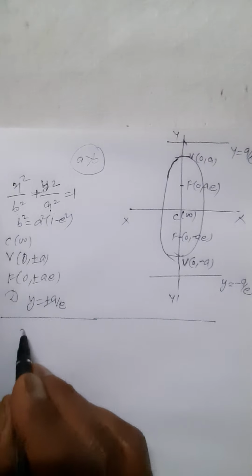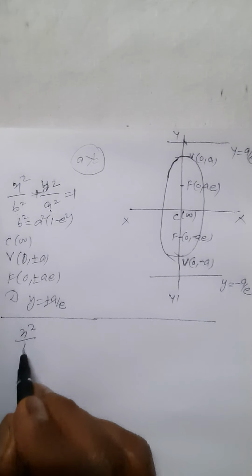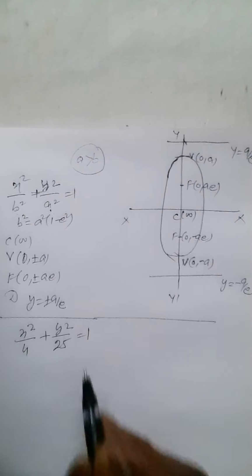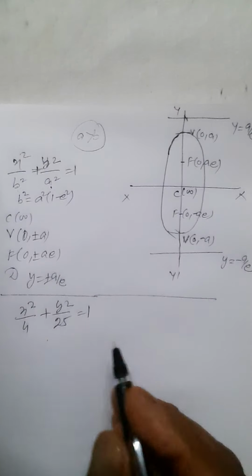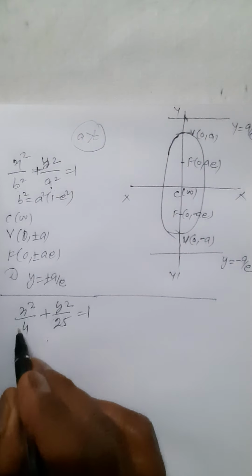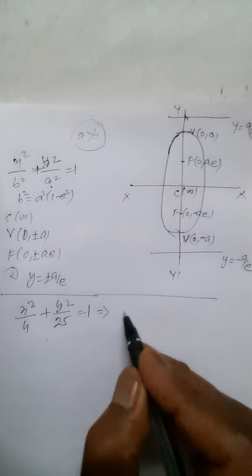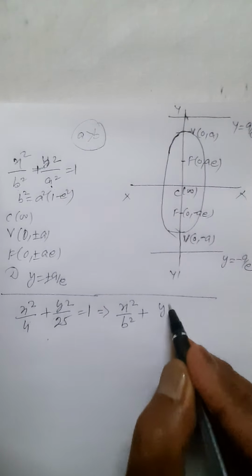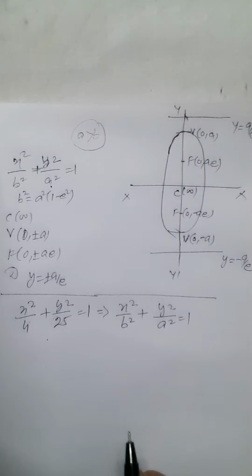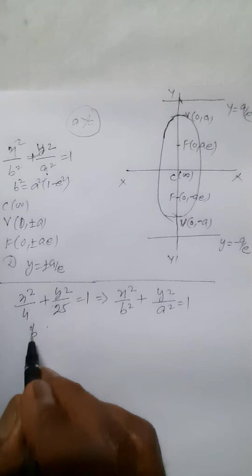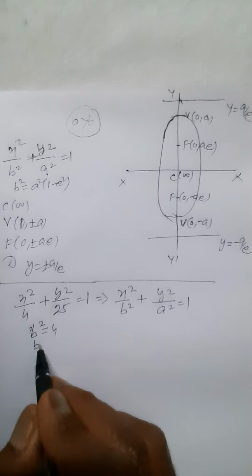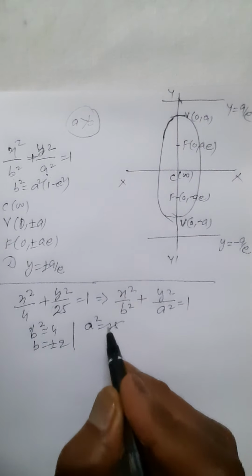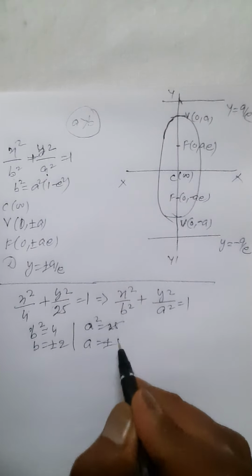देखिए, ये क्वेश्चन है x square upon 4 plus y square upon 25 is equal to 1. In this equation 25 is greater than 4, so this equation is in the form of x square upon b square. The smaller value is b, greater value is a, so plus y square upon a square is equal to 1. Here if you compare these two, b square will be equal to 4, so b is equal to plus minus 2. A square is 25, so a will be plus minus 5.